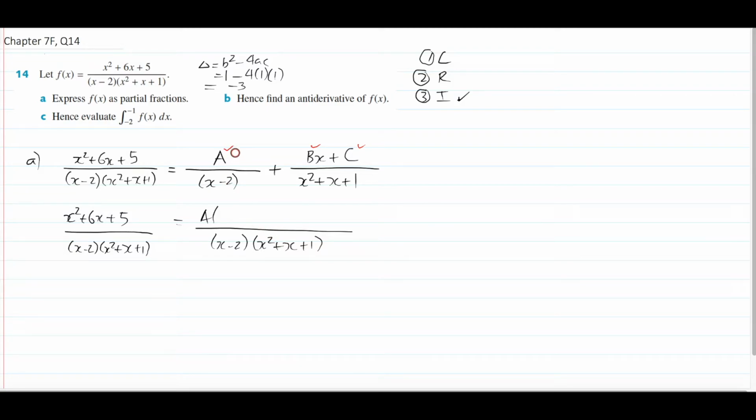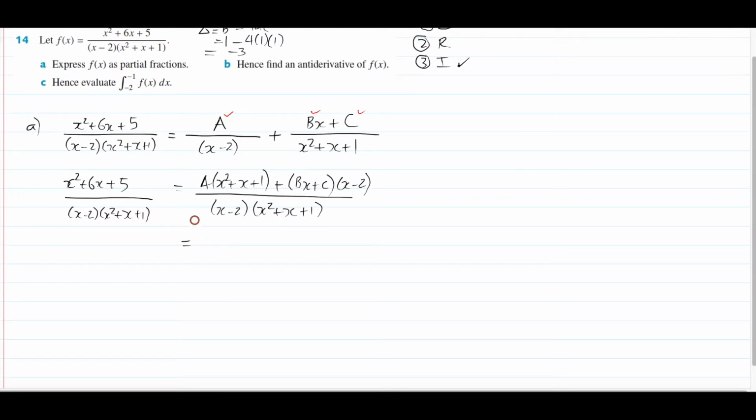If you want to have this fraction as the same denominator as this, you multiply this fraction by x squared plus x plus 1, both on the numerator and on the denominator. So we get A times x squared plus x plus 1. And then of course the Bx plus C, what are we missing? We multiply by the x minus 2. Right, so if you do that guys, I'm just going to take out the denominator because they're the same. You can just cancel them out, okay? So not required anymore.